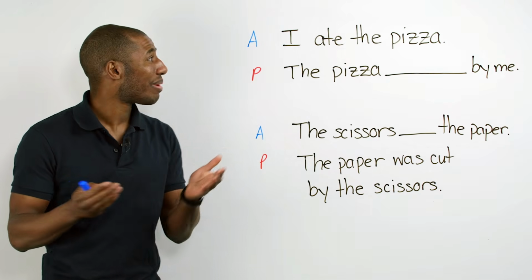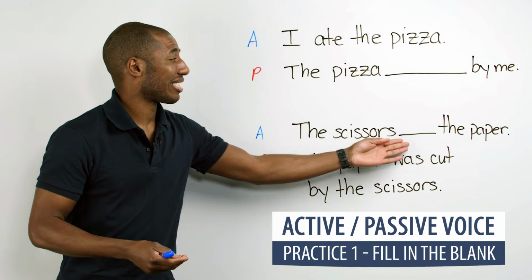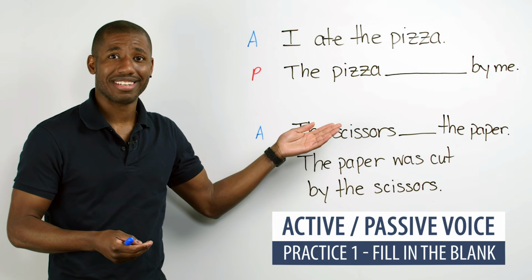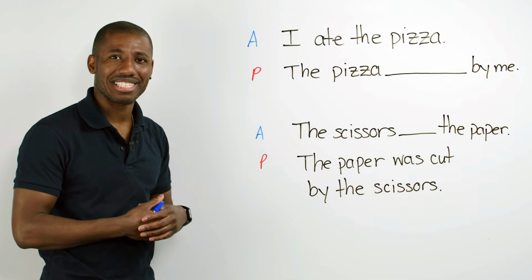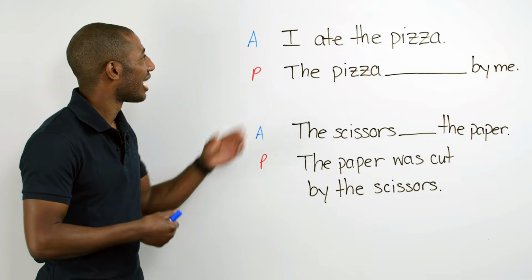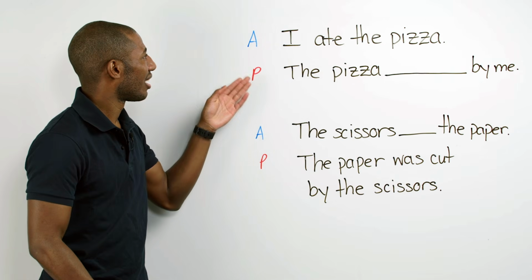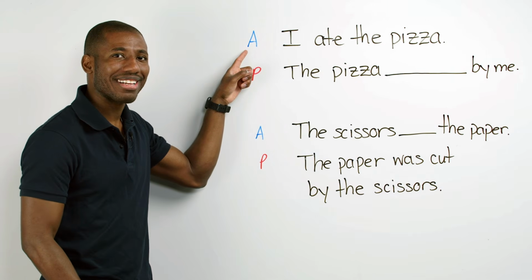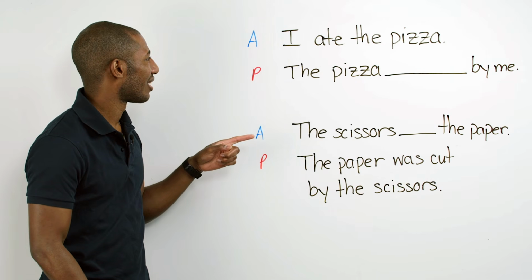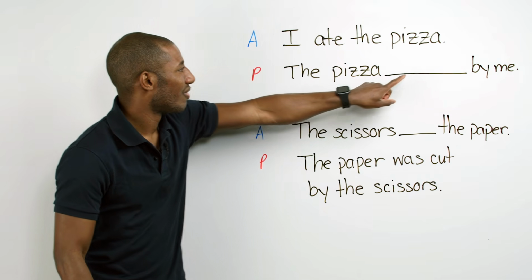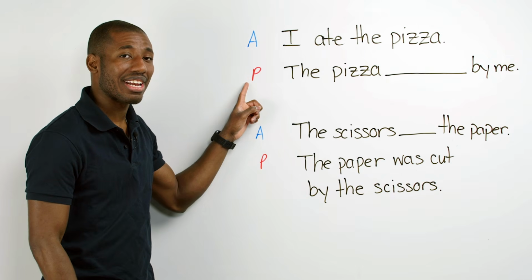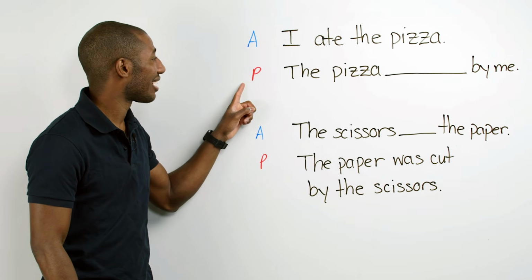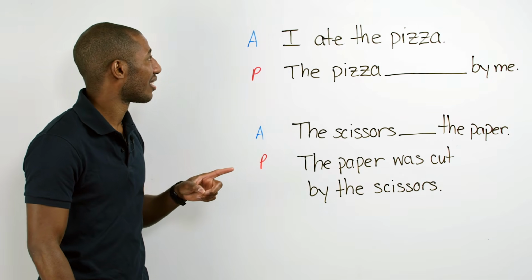Let's move on to some more examples. I need your help filling these blanks. Can you help me? Of course you can. Let's read some of these sentences together. I ate the pizza. This sentence is written in the active voice. The pizza blank by me. This sentence is written, that's right, you guessed it, in the passive voice.